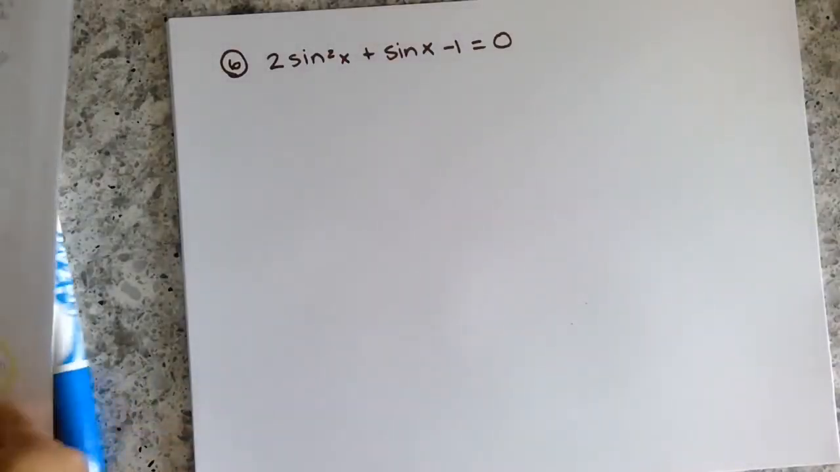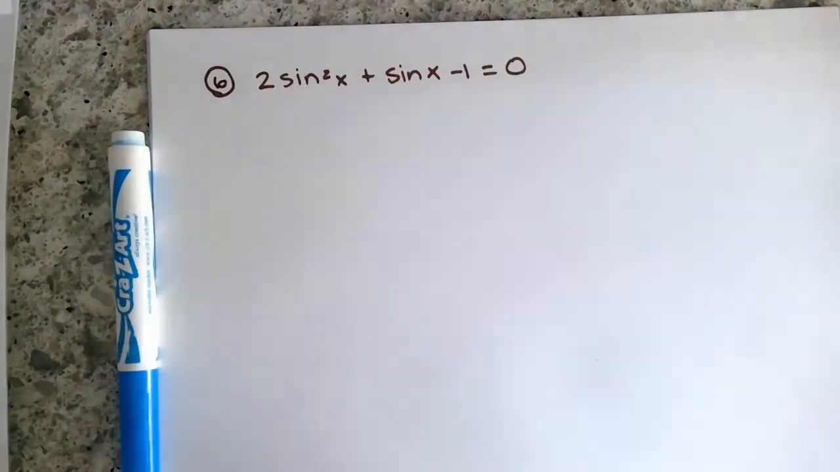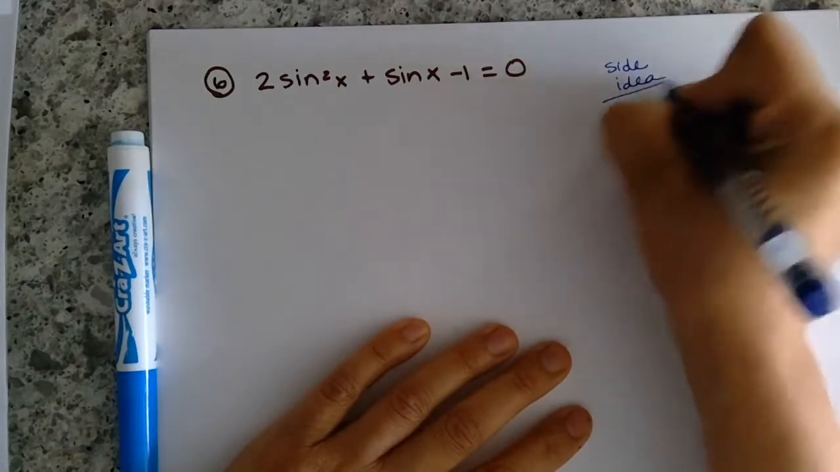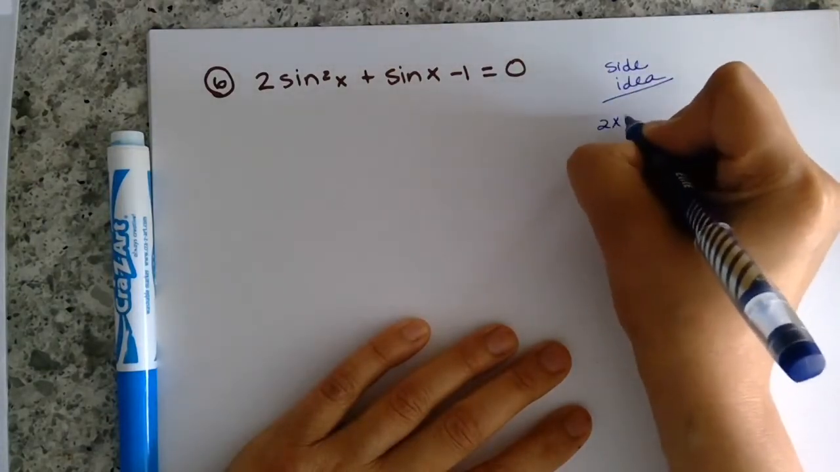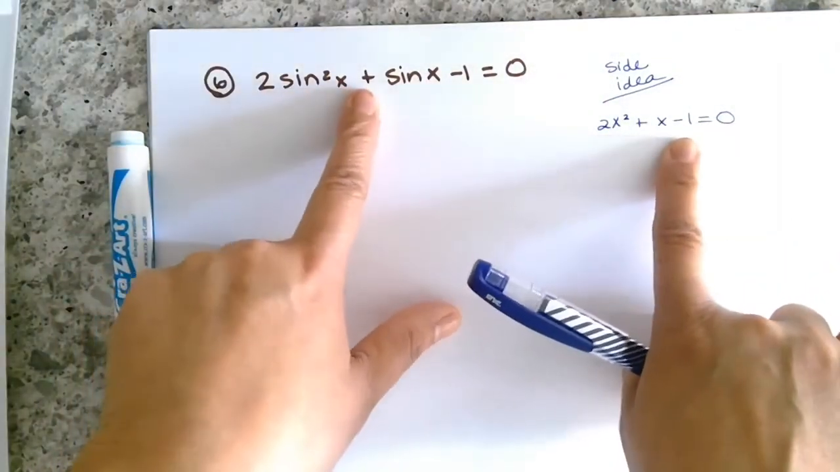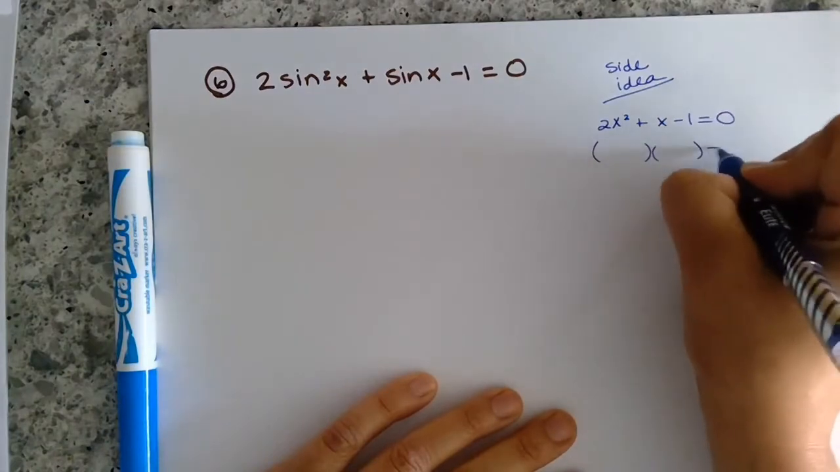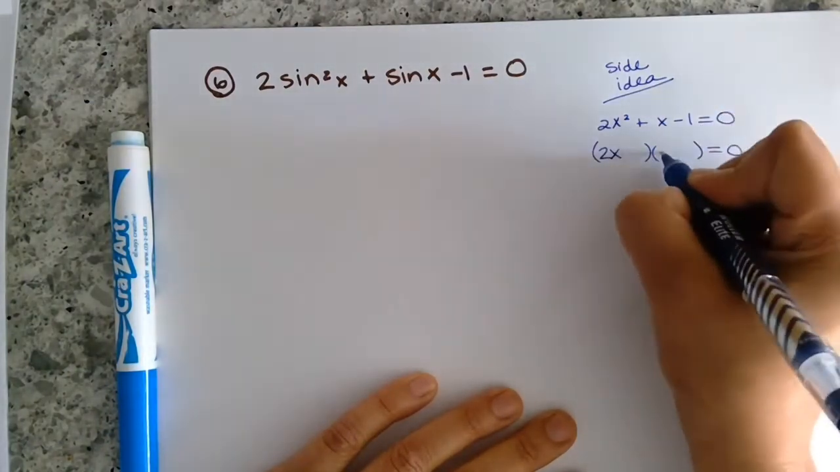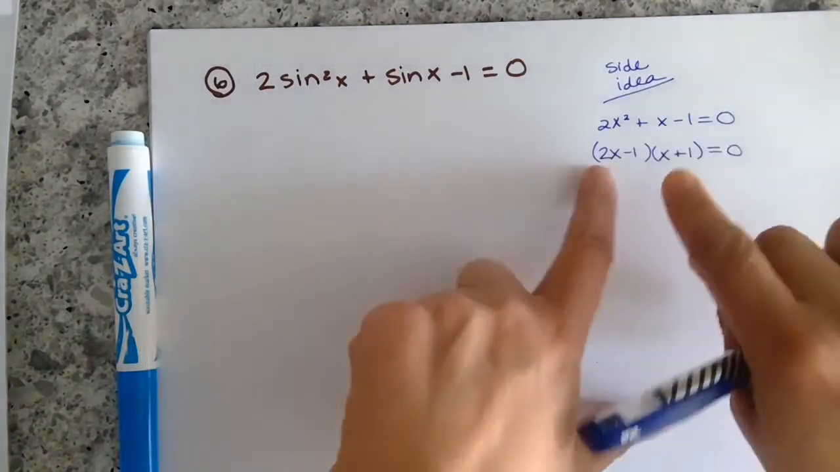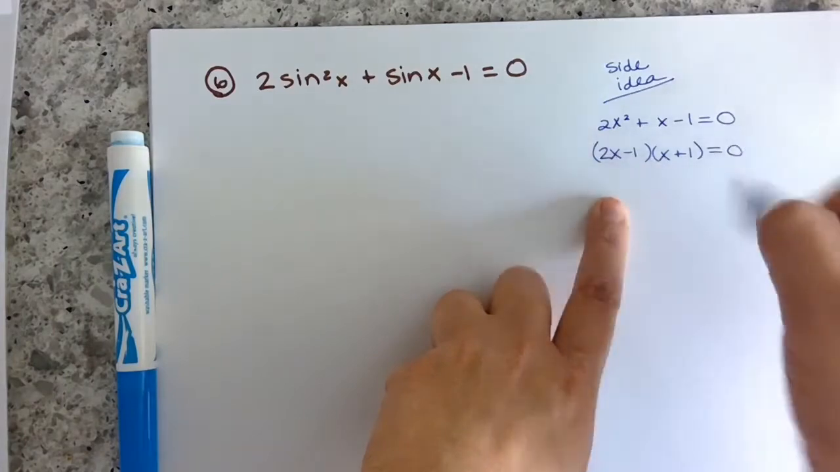Next problem. So this one is actually a little bit confusing. As a side note, imagine that you had 2x squared plus x minus 1. This is a quadratic. Do you remember how to factor that? It would factor into a 2x and an x, and you play around with these, so that's going to be a minus 1 and a plus 1. This would give you a 2x squared, and this would give you a negative 1. If you were to FOIL this out, well, let me just show you.